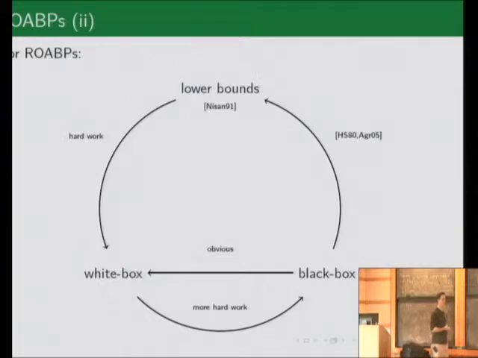So Nisan in '91 gave strong lower bounds for ROBPs. I mean, he gave it in this non-commutative model, which is much more general, but you can read it this way. So very strong lower bounds. And then Ron and Amir gave this white box PIT algorithm with some hard work. And what this work is doing is saying, let's just do more hard work and get a black box PIT algorithm. Of course, this is quasi-polynomial, where this is polynomial. So we're losing something.